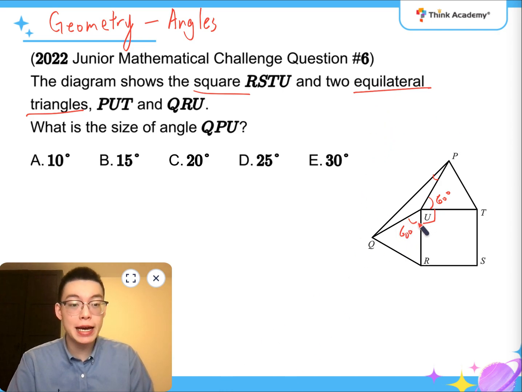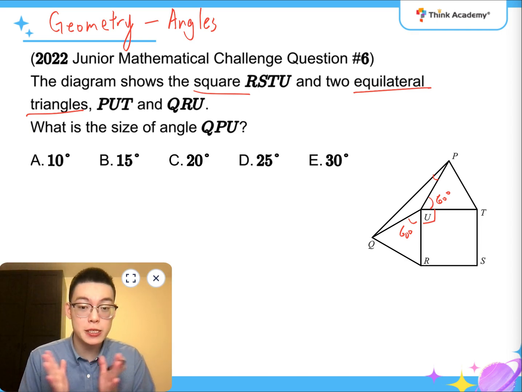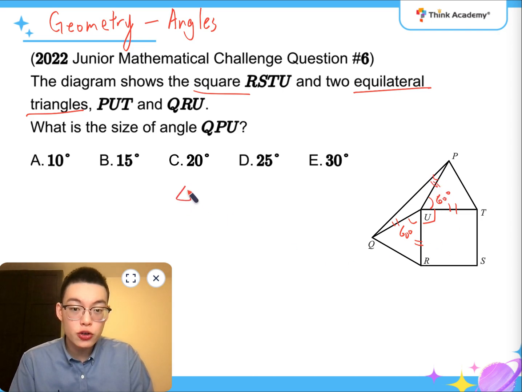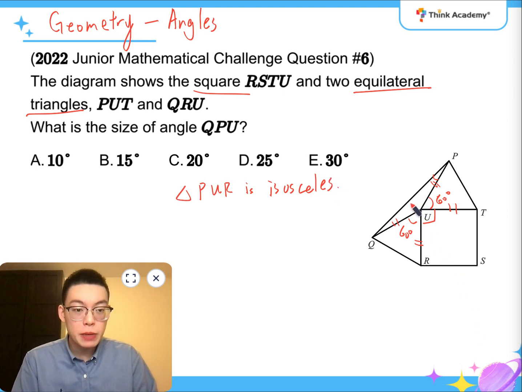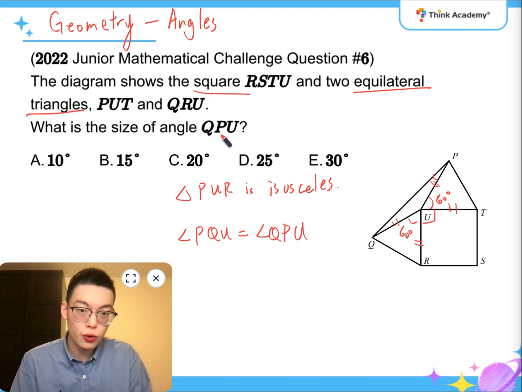Clearly, apart from the angles, we know that for equilateral triangles and squares, they have another property about sides. All the sides are going to be of the same length in equilateral triangles or squares, which means that QU is equal to UR, and UR is equal to UT, and UT is equal to PU, which means that triangle PUQ is isosceles, right? Which means the 2 base angles are going to be the same. So it means angle PQU is equal to angle QPU, which is the angle we are trying to find.